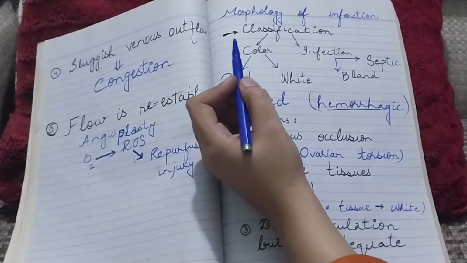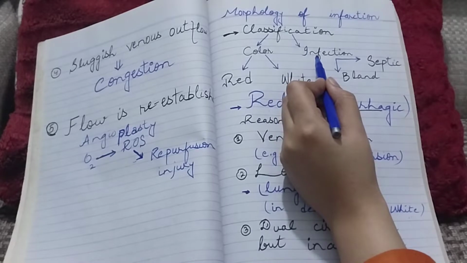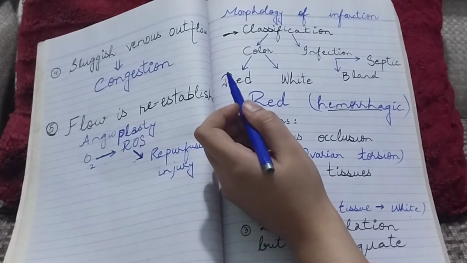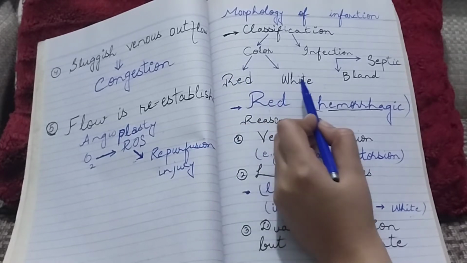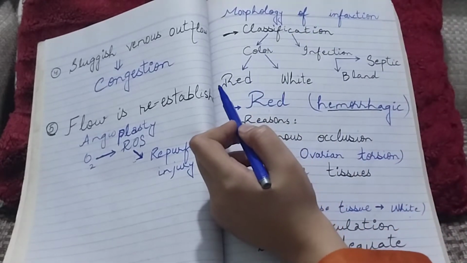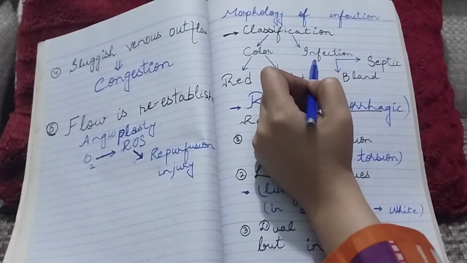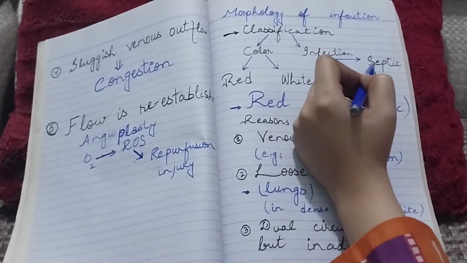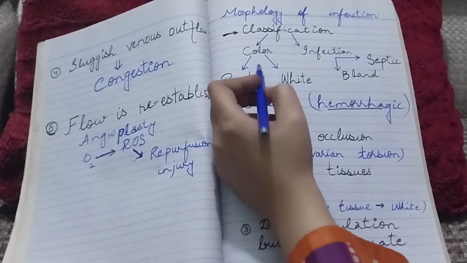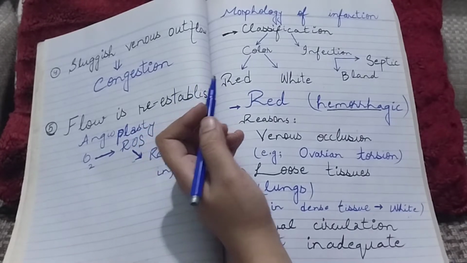We can classify infarcts either on the basis of color or presence or absence of infection. On the basis of color, infarct can be divided into two types: red infarct and white infarct. And on the basis of microbial infection, infarct can be divided into two types: septic or bland. First, let's discuss infarct classified on the basis of color.